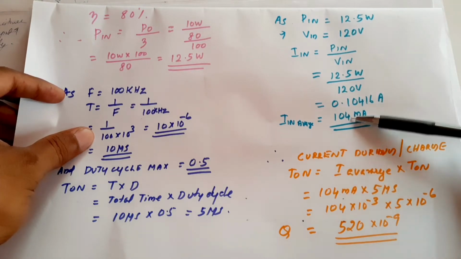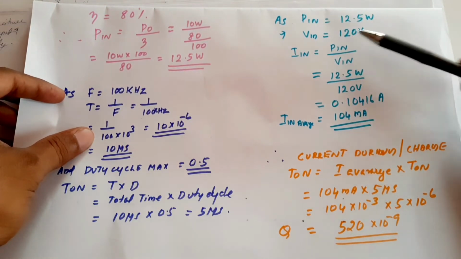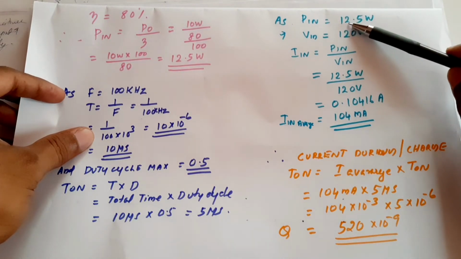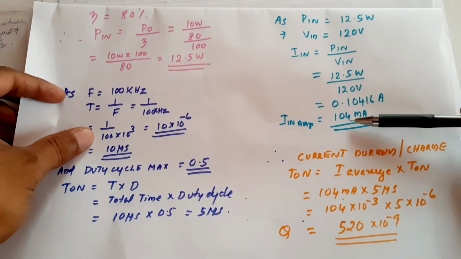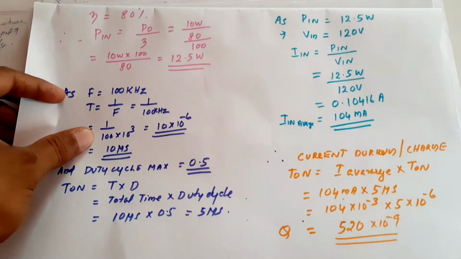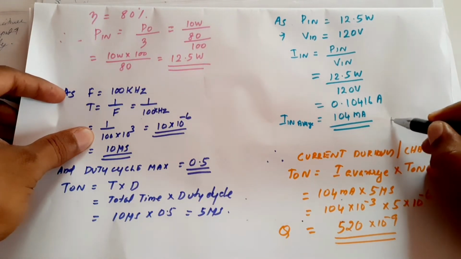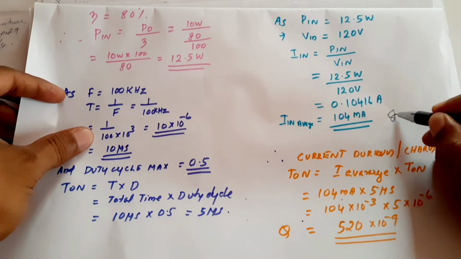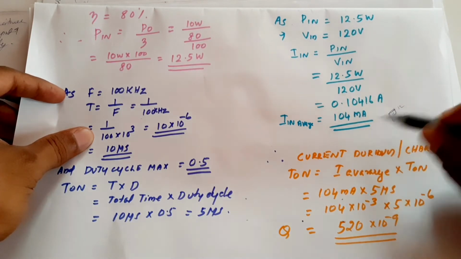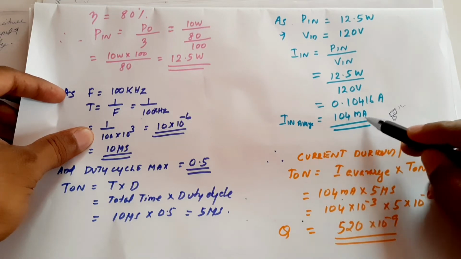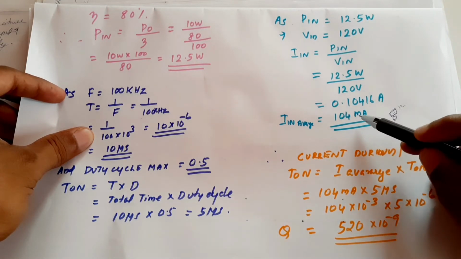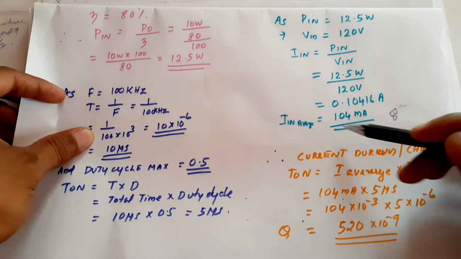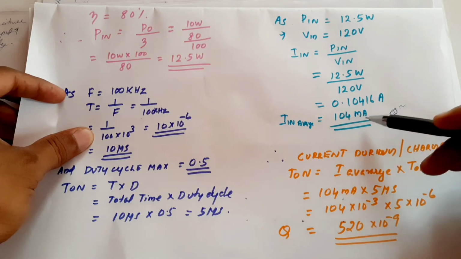This 104 milliampere with 120 volt, each electron carries 120 volt, and now the total energy will be 12.5 watts. If 104 milliampere current flows, and each electron carries an energy of 120 volt, then 104 milliampere current will supply a power of 12.5 watts. So the input current is 104 milliampere.